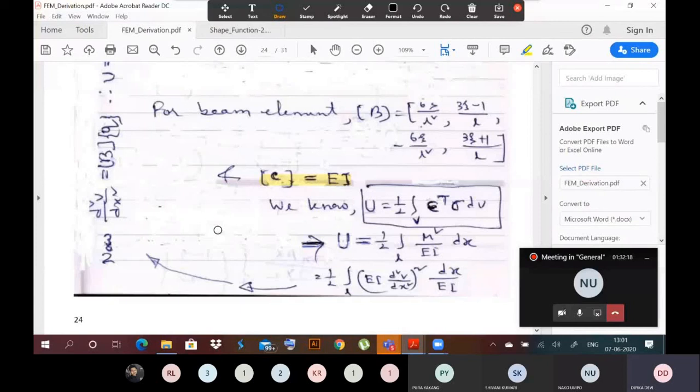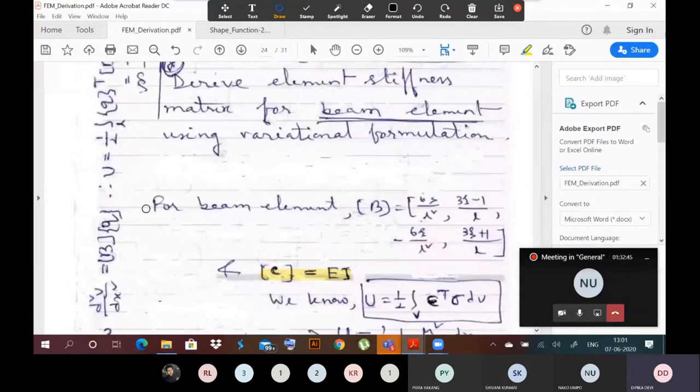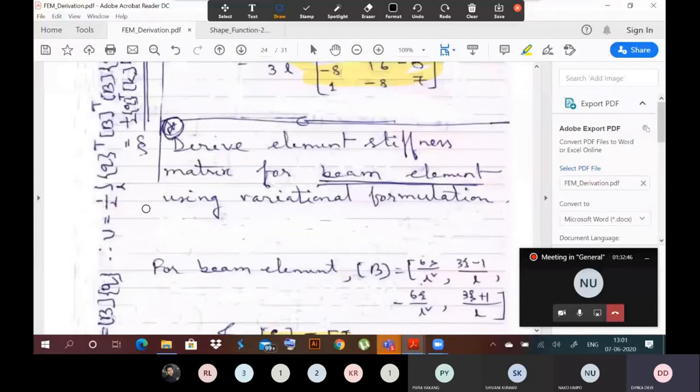So this is your expression for U. Here K will be equal to the integral of EI B transpose B dx. This is the expression of K. So you put the value of B transpose and B, multiply, do the integration, and you will get the expression for the K matrix for a beam element. We already know the K matrix; I have already given it in the beginning without derivation. Now here you can derive it. I don't know whether I have derived it or not. I have not derived it, so you can derive it.